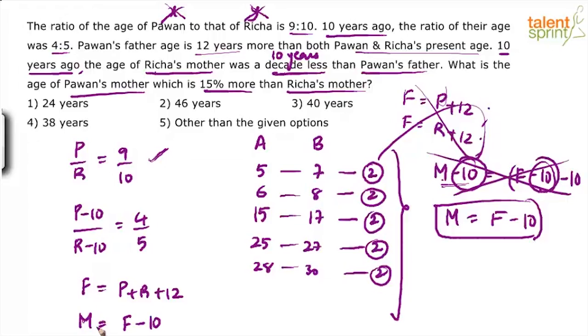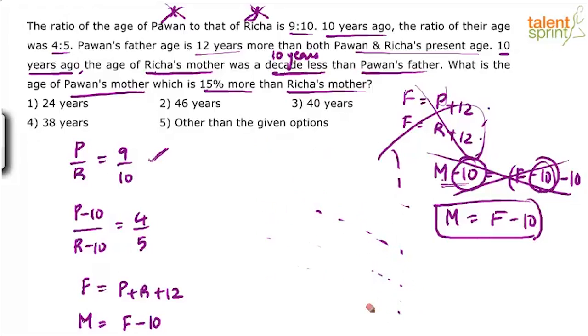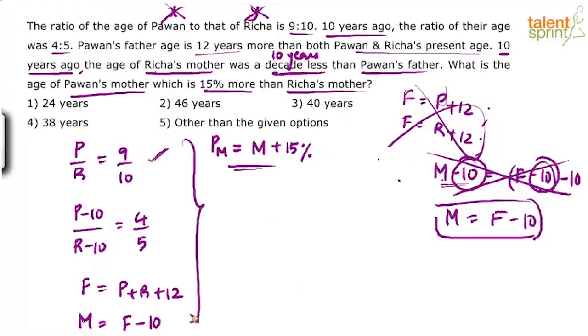What is Pawan's mother's age? Let me just get some space, clearing this up, right? What is Pawan's mother's age? Pawan's mother's age will be Richa's mother's age plus 15%. Right? So your final answer would be this. Pawan's mother's age will be equal to M plus 15%. M plus 15%. Now, how do you get M, the value of M here? Very simple. 4 equations and 4 unknowns.